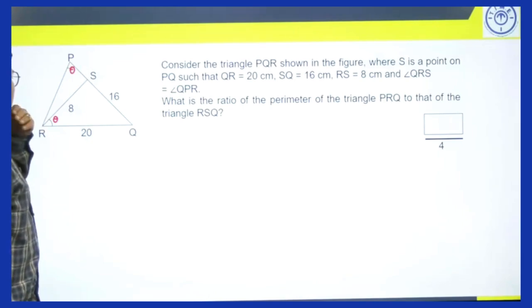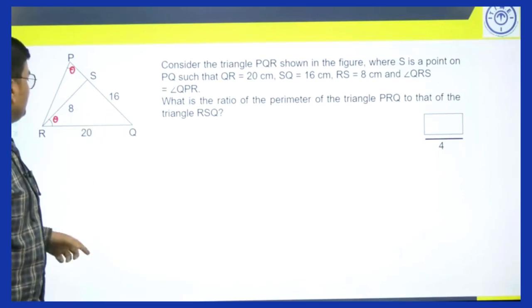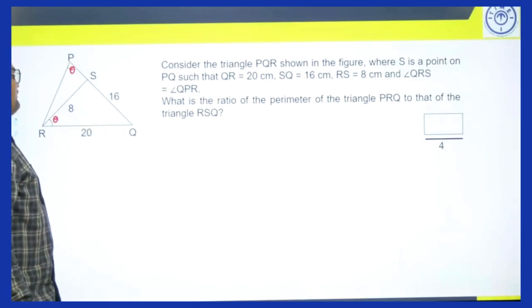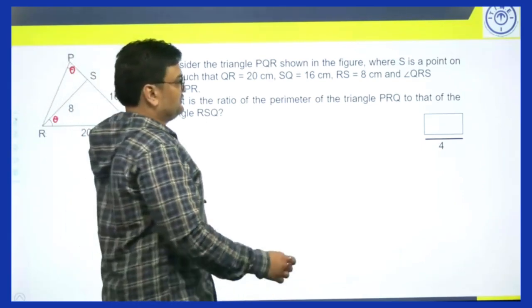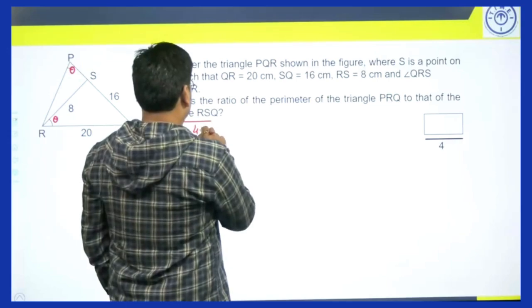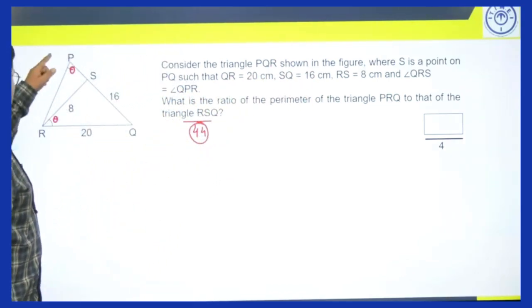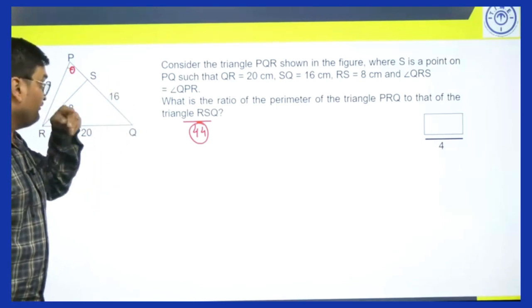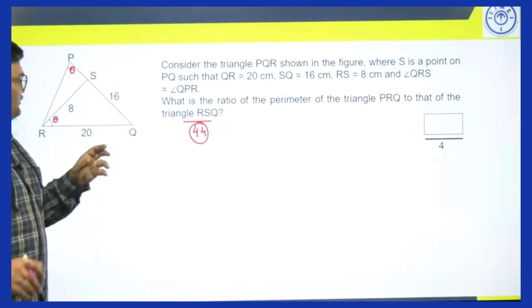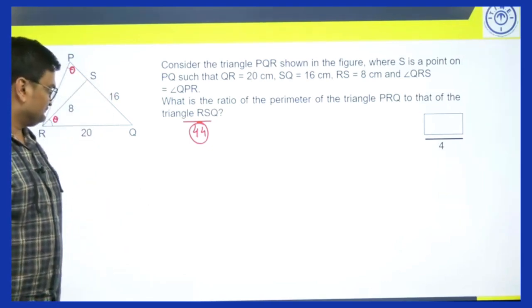See, for RSQ the perimeter is already known, isn't it? RSQ is nothing but 8, 16 and 20, which happens to be 24, 44. So RSQ's perimeter is already 44. We have to just find the PRQ perimeter. PRQ means the larger triangle's perimeter. How we can do it is, basically we have to find the side lengths PR and PS, and my job is done.